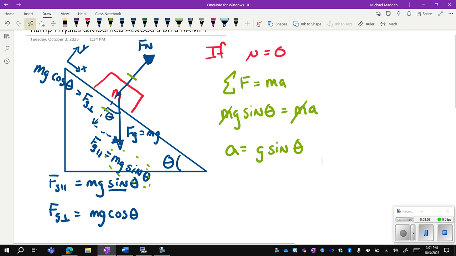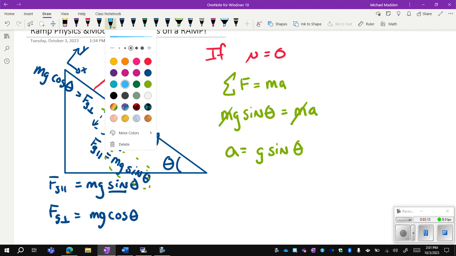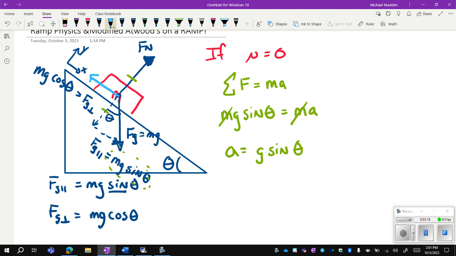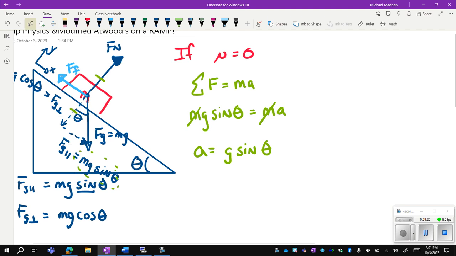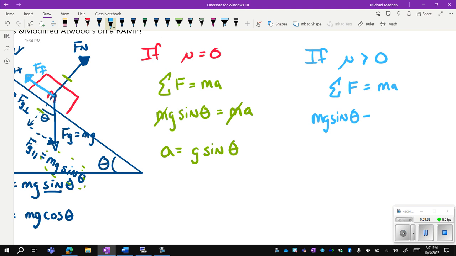So if we throw in friction, we have a slight modification to the force diagram. We would have friction that is going up the incline. So this is if the coefficient is greater than 0. I'm still going to have Newton's second law, sum of the force equals ma. I'm still going to have the mg sine theta going down the hill. And if we started from rest and it actually moves, then friction is going to go up it. So we're going to add in the frictional force, and that's equal to ma.